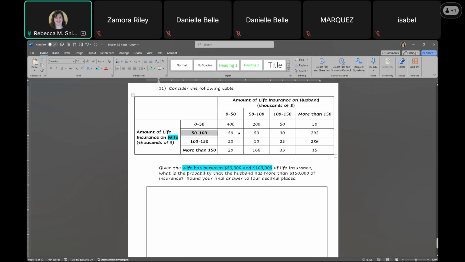So we are looking specifically at this row right here to be the wife's row. When we're talking about the probability of the wife's insurance, we are adding that up. So we have 50 plus 50 plus 30 plus the 292. This should give you a total of 422.